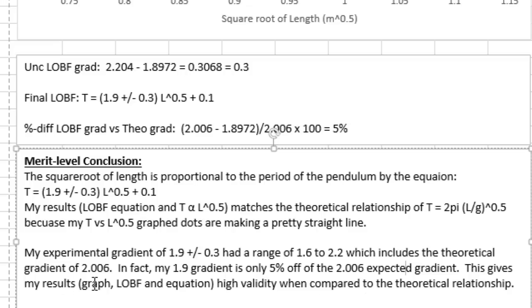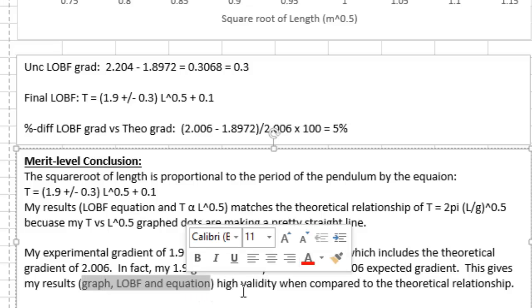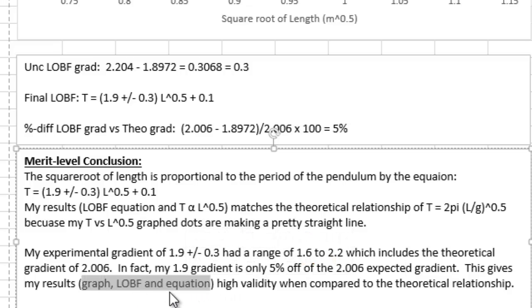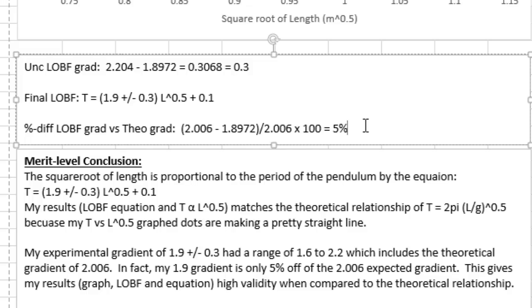This gives my results, which, for those of you who still haven't figured it out, your results are your graph, your equation, and your line of best fit, high validity, because this is exactly what you want to have happen. You want your range to be sort of smallish, but you want your range to include the theoretical value, and you want your percent difference to be pretty small. Okay? It doesn't always happen. If it doesn't happen, that doesn't mean you can't get a merit or excellence. That just means that you have other things to talk about later in your discussion.